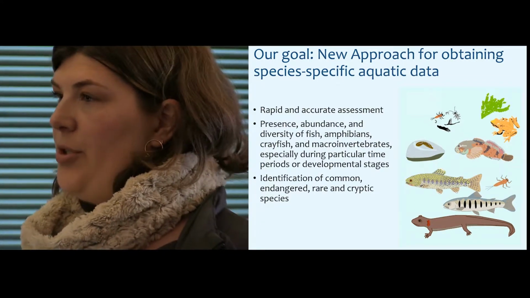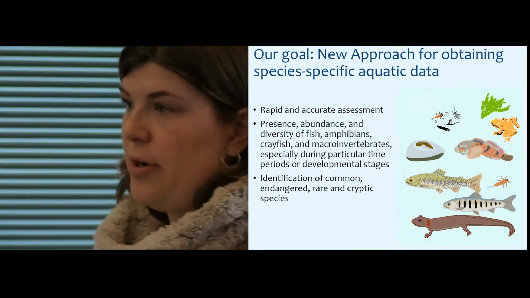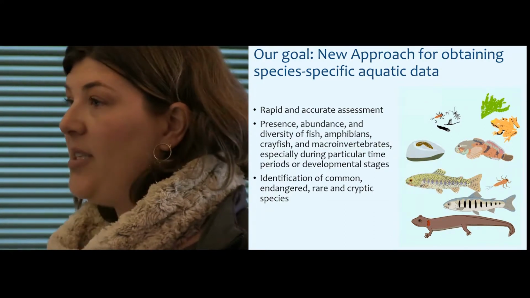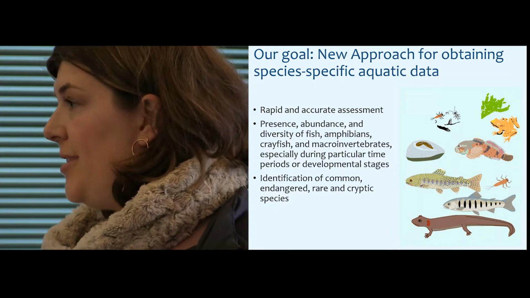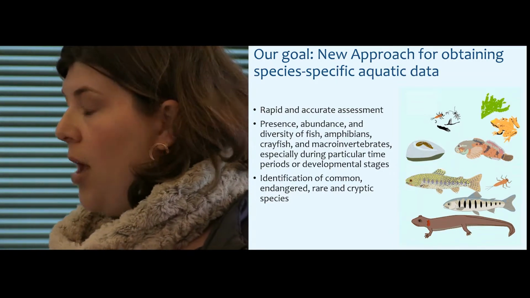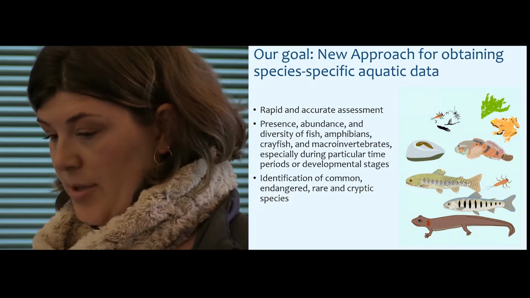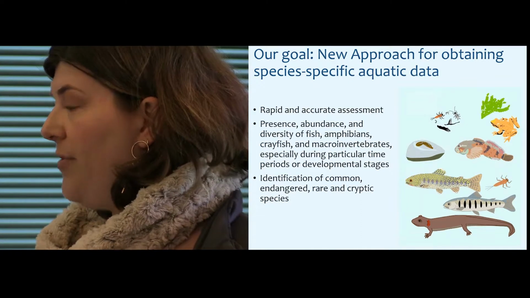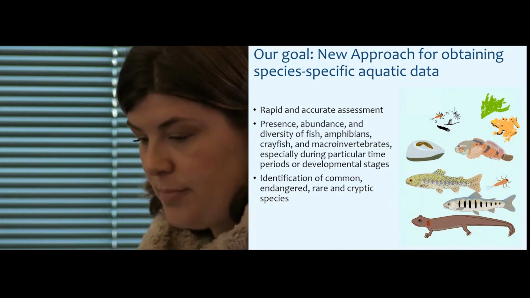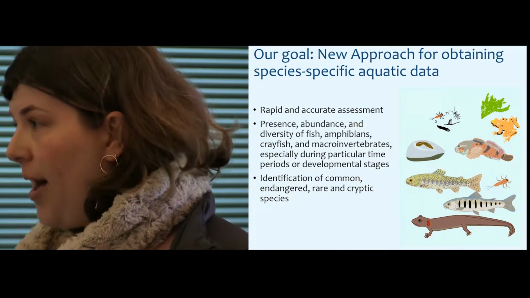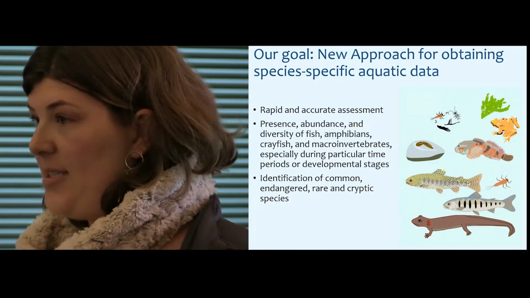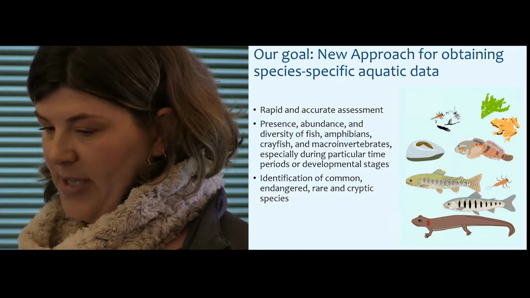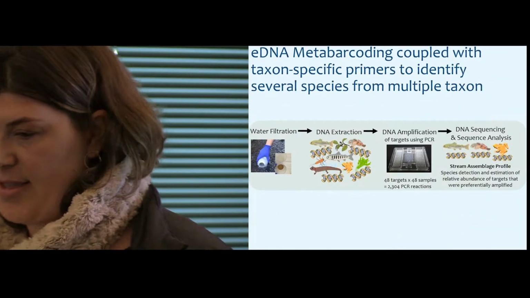And so what we want to be able to do is to have a rapid and accurate assessment of our stream environment where we will be able to eventually understand presence, potentially relative abundance, as well as the diversity of multiple taxa. So our fishes, our amphibians, our crayfishes, our macroinvertebrates, our mussels, especially during time periods when traditionally we haven't been able to sample and or at different life stages that we haven't been able to yet capture. And we wanted to be able to identify common as well as those rare species that in the previous metabarcoding approach weren't obtainable, as well as cryptic and endangered species. You could also add invasive species to that list.